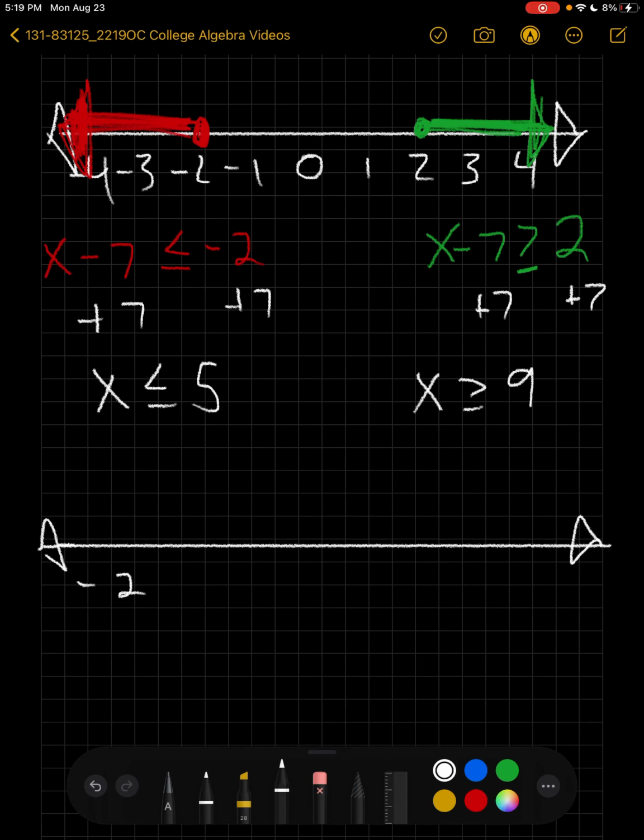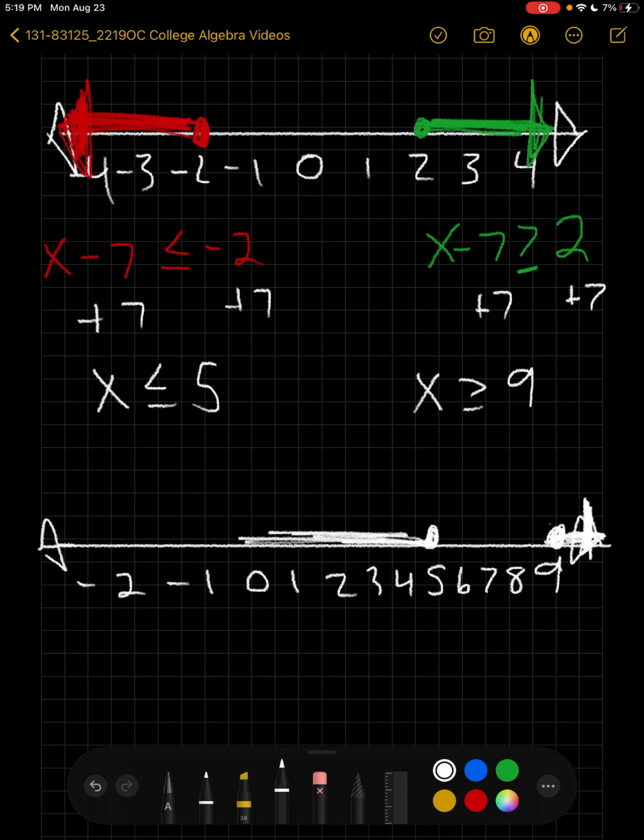So let's go ahead and start at -2, -1, 0, 1, 2, 3. My handwriting's bothering me here. 3, 4, 5, 6, 7, 8, and 9. So we could have numbers greater than or equal to 9. And we could have numbers less than or equal to 5. All of this. So here's what I think is kind of interesting.